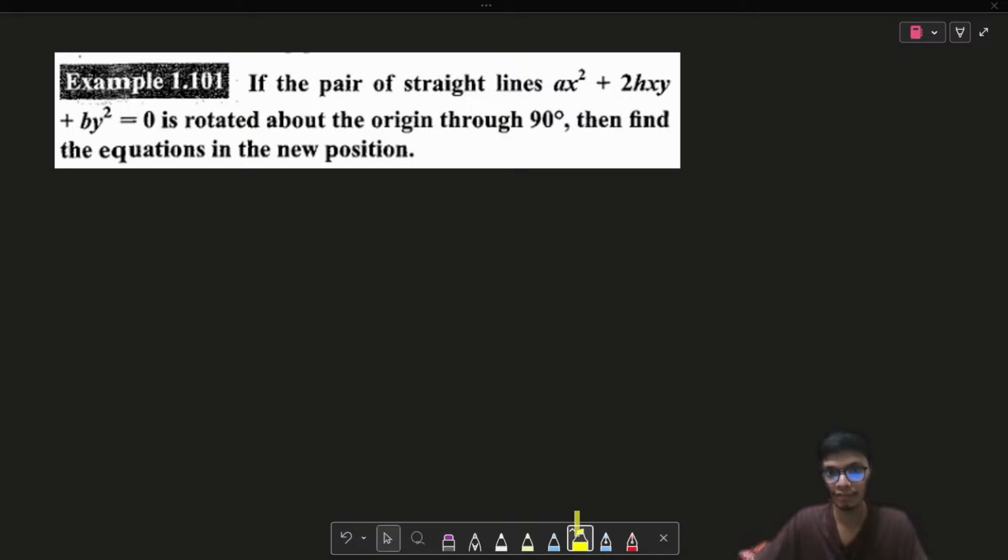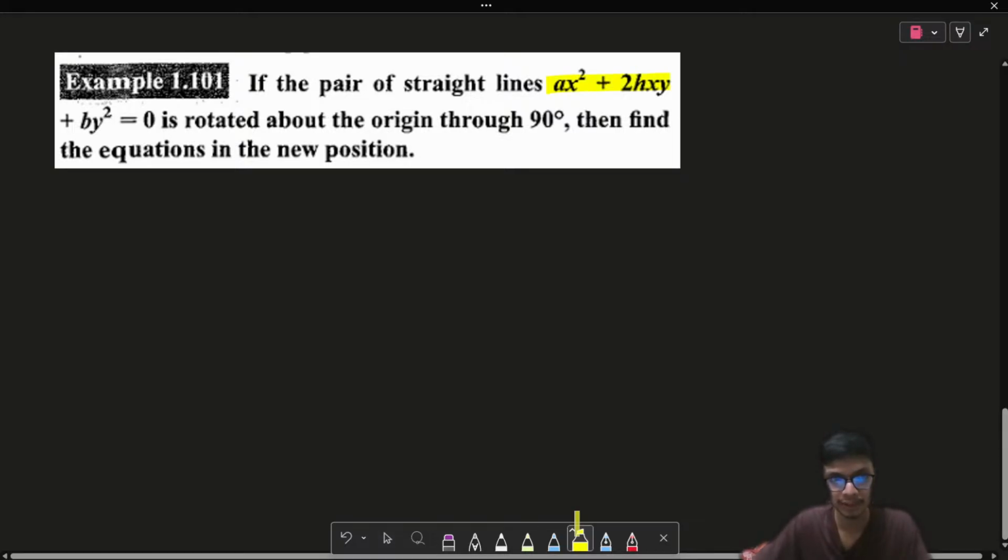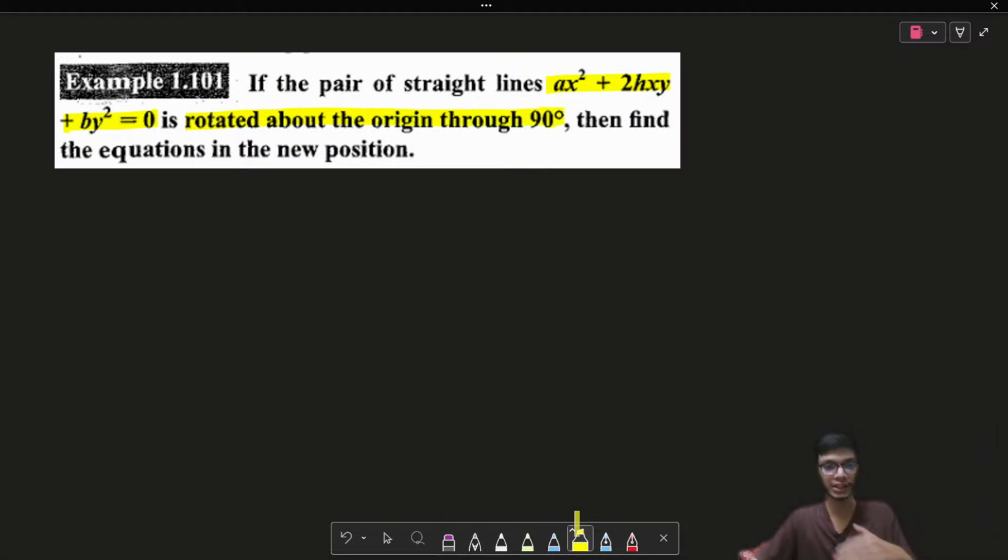It is said that if the pair of straight lines, which is given by this particular form, is rotated about the origin through an angle 90 degrees, right? Now it is not mentioned which orientation it is rotated, anti-clockwise direction or clockwise direction, right? So we have to find the equation of the pair of straight lines in its new position, right? So how am I going to solve this problem? Let us try to analyze it.